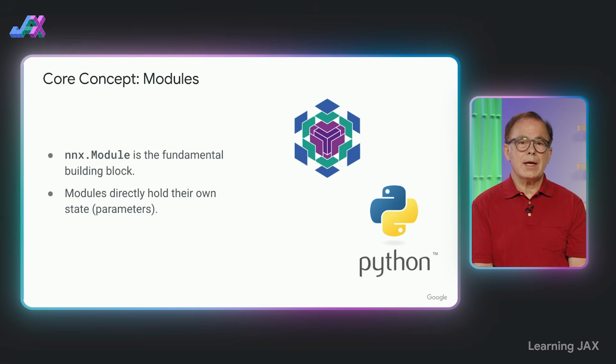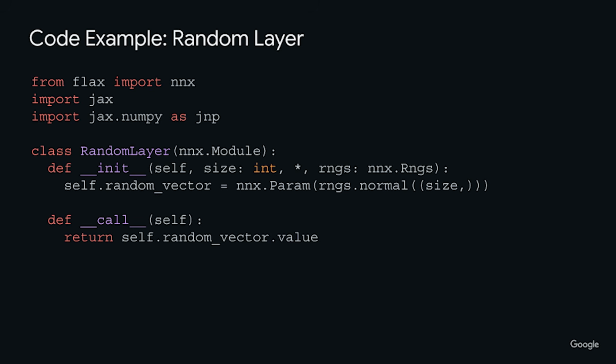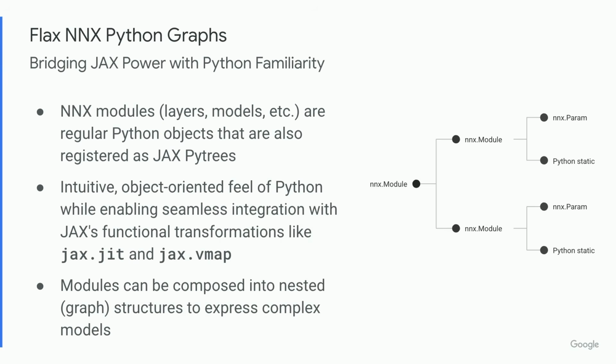The foundation of NNX is the NNX module. This is the base class you'll use to create your own layers and models. NNX modules own their own state, including the model parameters. This code shows how to use a module to create a layer with a random parameter. Notice the explicit use of RNGs, or random number generators, to generate the random values. This is a critical point and major advantage of NNX, especially in version 0.11 and after.